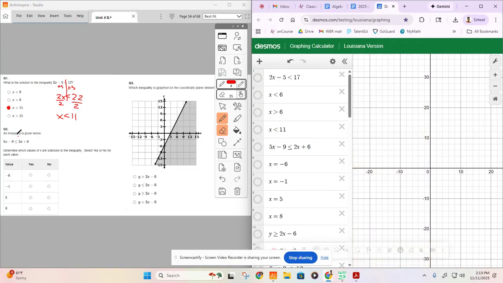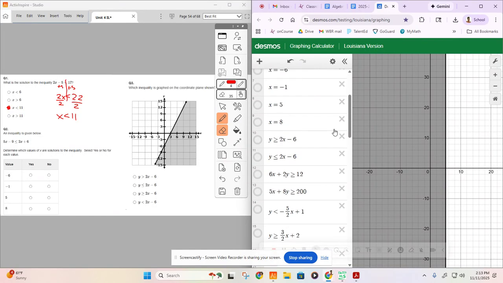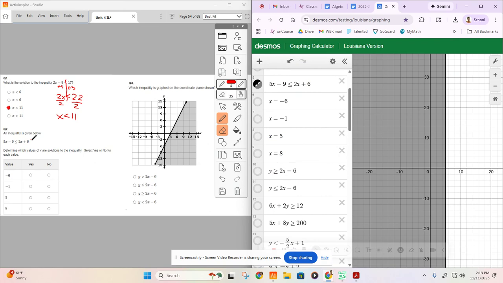On the next one, it says an inequality is given below, and then gives us this inequality. It says determine which values of x are solutions, or fill in yes or no for each value. So I start by putting the inequality in, just like it is there: 5x minus 9 is less than or equal to 2x plus 6. Then I'm going to try each of these. These are x values, so I have to put it in Desmos as x equals negative 6. Is that in the shaded area? Yes.